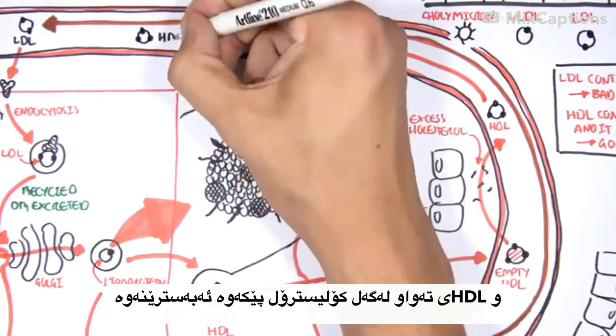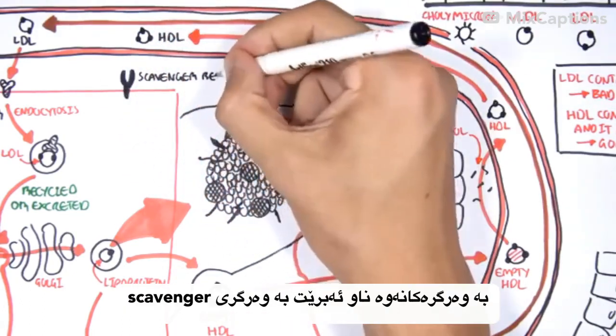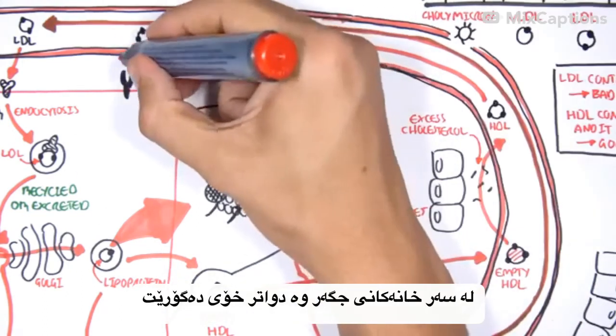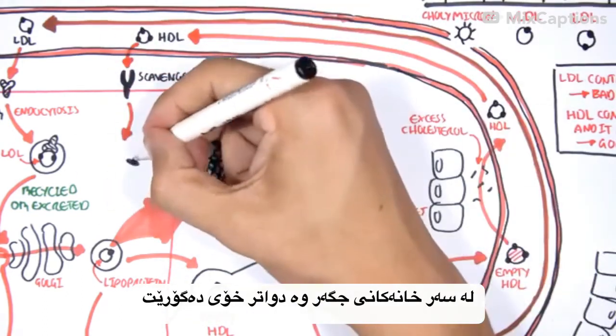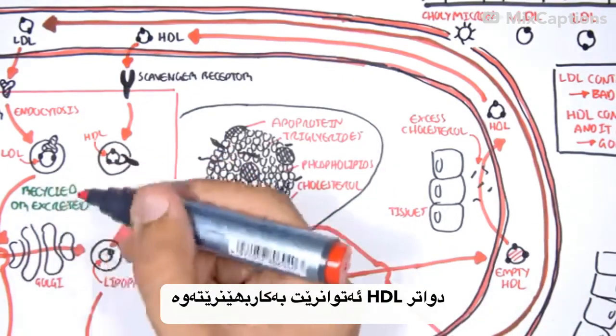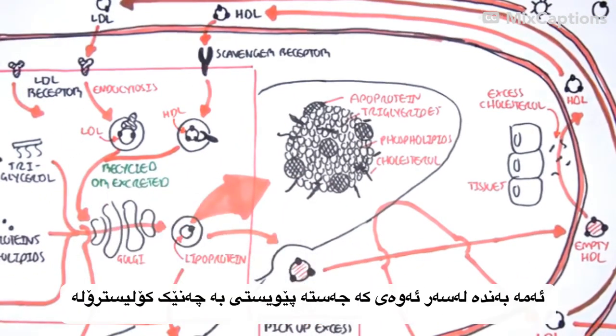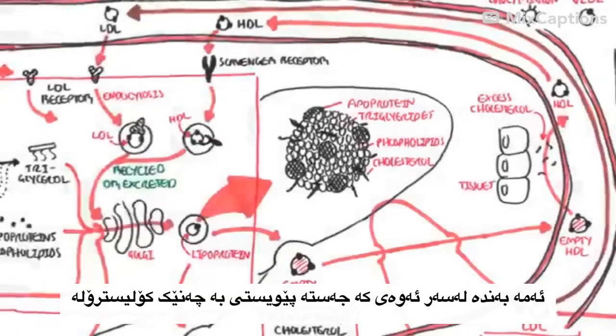The full HDL with the cholesterol will bind onto receptors called scavenger receptors on the hepatocytes, and then it will get endocytosed. The HDL can then either be recycled through the Golgi or excreted, depending on how much cholesterol the body needs.